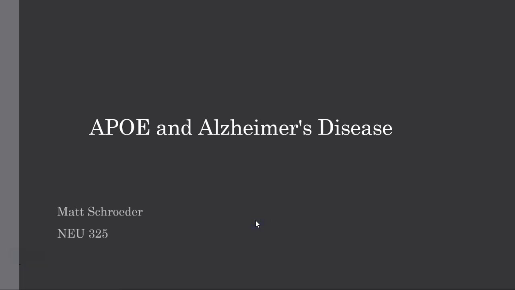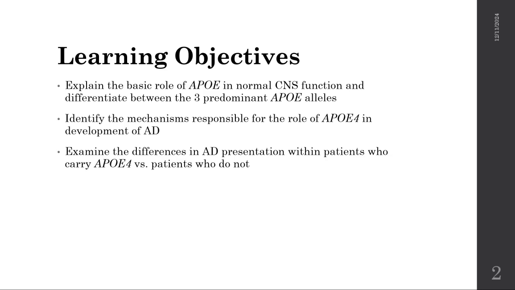Today I'll be discussing APOE and its role in the development of Alzheimer's disease. Our learning objectives are to explain the basic role of APOE in normal CNS function, we'll identify some mechanisms responsible for the role of APOE4 in development of Alzheimer's, and we'll examine the differences in Alzheimer's presentation within patients who carry APOE4 versus patients who don't.